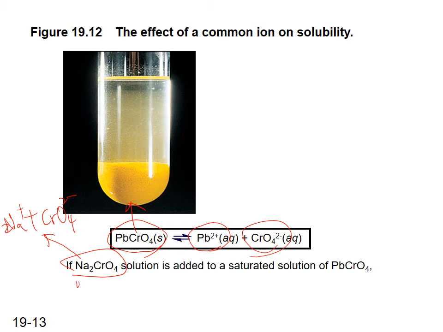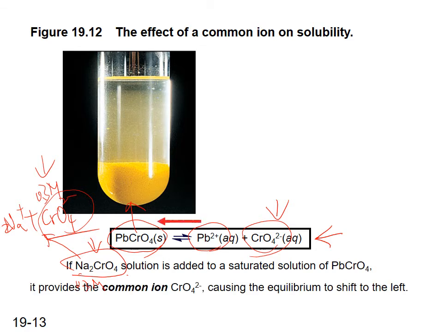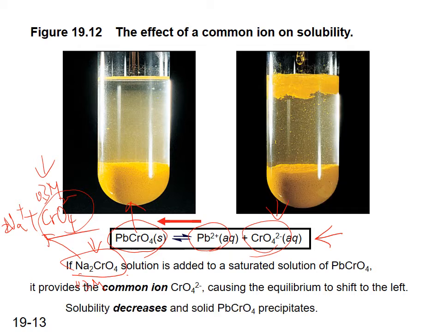For example, if we add 0.3 molarity of the salt, then you will produce 0.3 molarity of chromate ion. Note that chromate ion is a common ion because it belongs not only to the sodium chromate but also to the lead chromate. Now, when we add the sodium chromate to the solution, it produces a lot of chromate ion. And because chromate ion is a product of this dissolution reaction, according to Le Chatelier's principle, when we add the product, the reaction goes in reverse. And that will decrease the solubility.